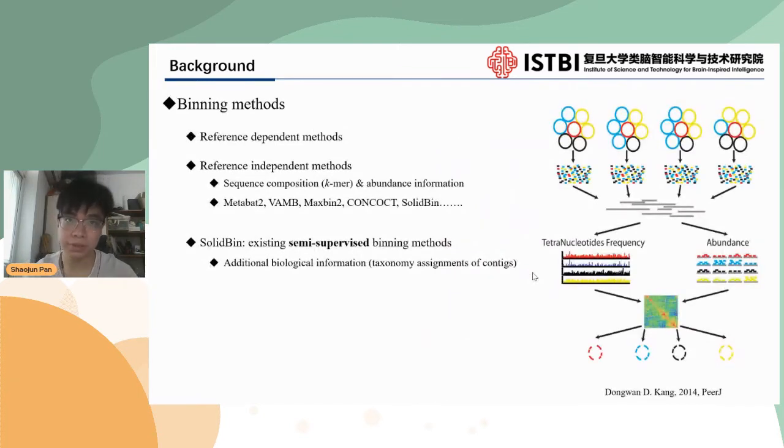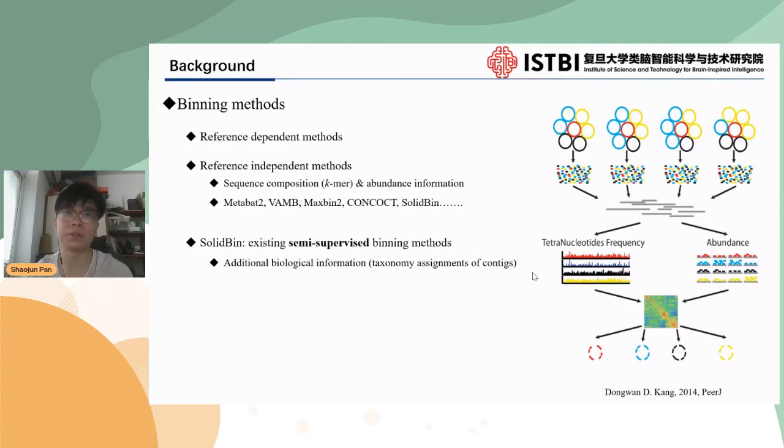For now, binning methods can be divided into two categories, depending on whether they rely on pre-existing genomes, called reference-dependent, or operate de novo, called reference-independent. Reference-independent methods can recover completely novel species, so they are most useful in recent metagenomic research. Most reference-independent methods rely on sequence features like k-mers and abundance features.